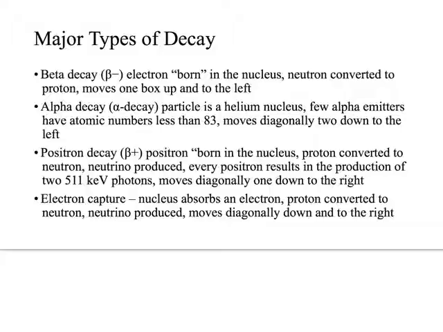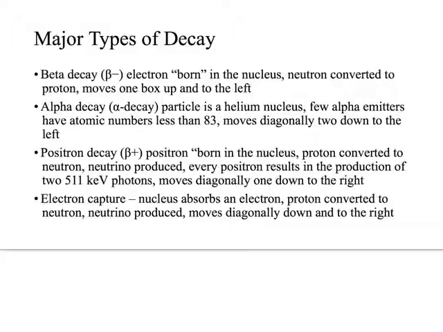So this will cause the atom to move one box up and to the left on our little chart, right? We can now use this information to figure out what tritium, H3, becomes when it decays. It becomes helium-3, right? So it essentially becomes stable immediately. It doesn't have to go through any other decay processes. So it moves up and to the left.